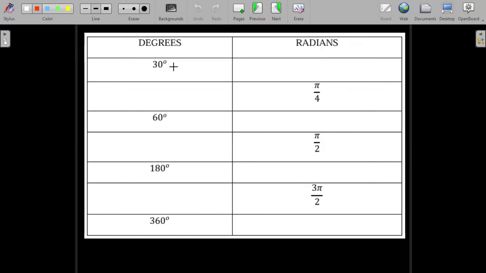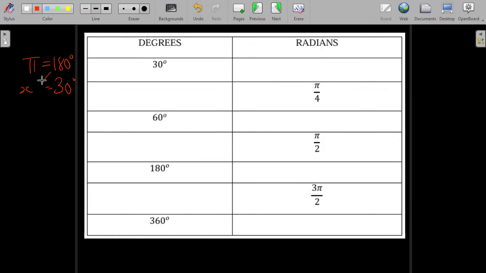We have this table here, and on the left side you have degrees, and on the right side you have radians. We are to fill up and complete this table. They're telling us 30 degrees, we must write that in radians. So how do we do that? Remember we said pi is equal to 180 degrees. So what is 30 degrees?